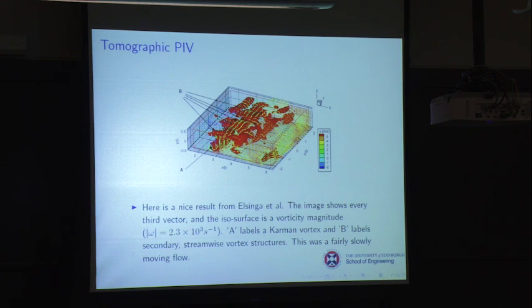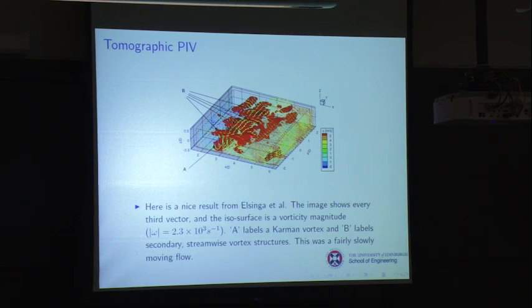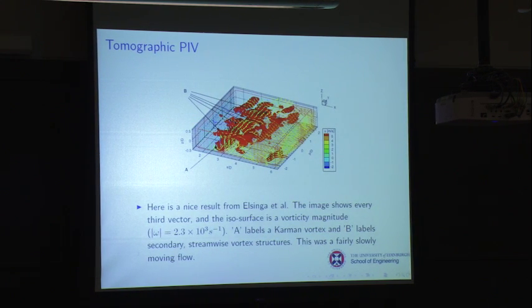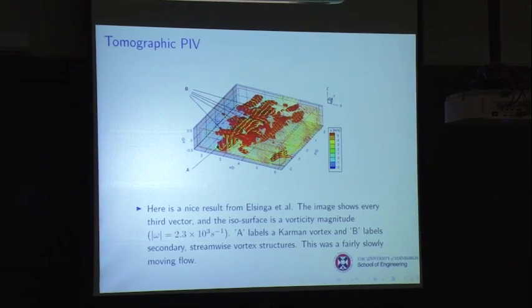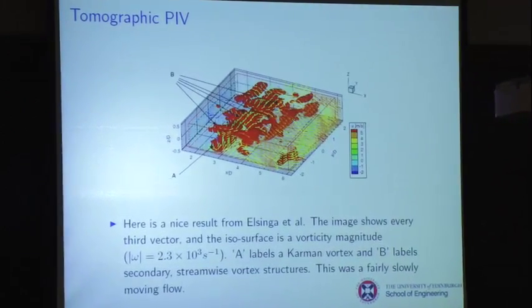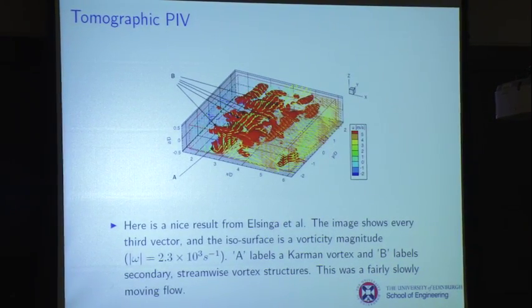So here's an example from that same paper. They're showing every third vector, and this isosurface here is vorticity magnitude equal to this. So A here, this structure here is a Kármán vortex, and B is streamwise vortex structures. You see them there, right? That was actually a fairly slow-moving flow, but you see what you can get from tomographic PIV.